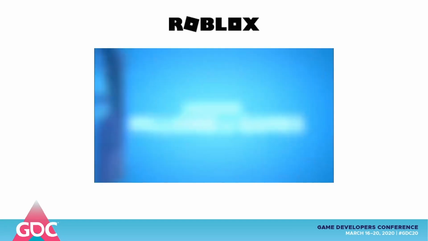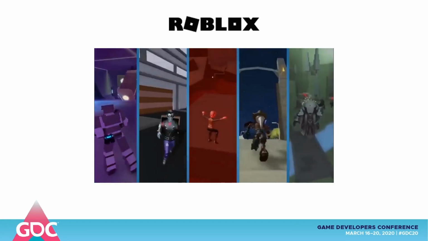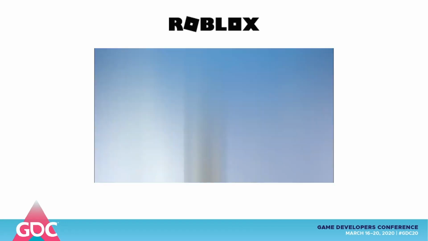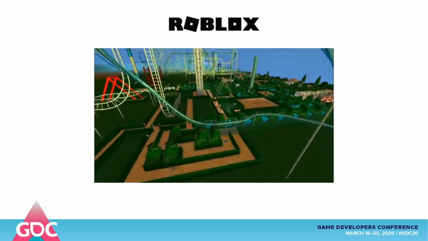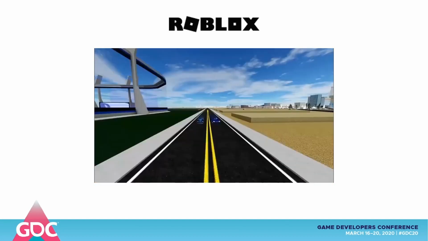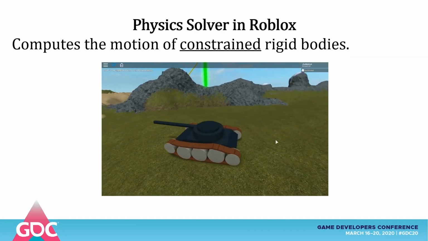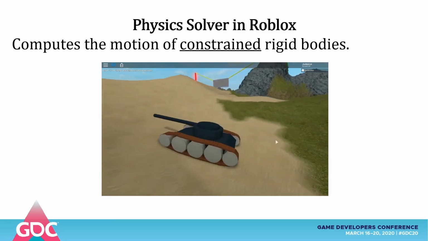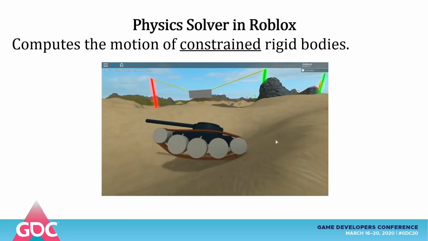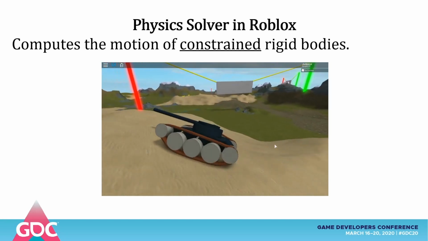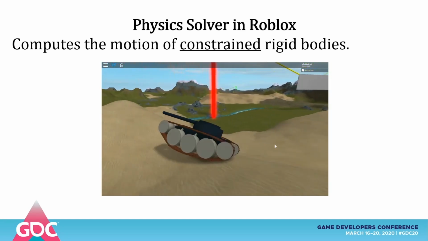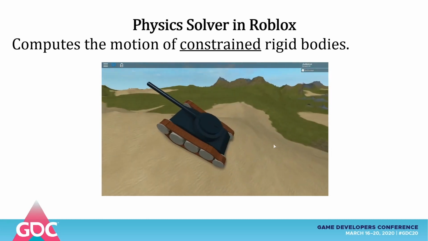Roblox is a platform for user-generated 3D worlds, mostly games, and the physics engine is a core component of the platform's runtime. This presentation will be an overview of the mathematics and implementation of the physics solver inside of the Roblox engine. This is the system that computes the motion of constrained rigid bodies under the influence of forces.